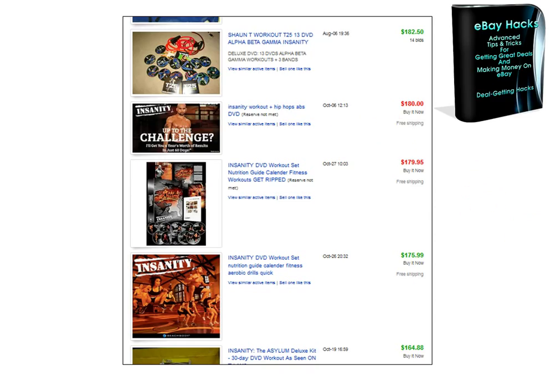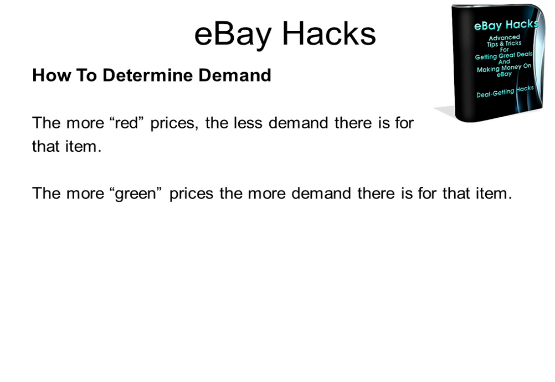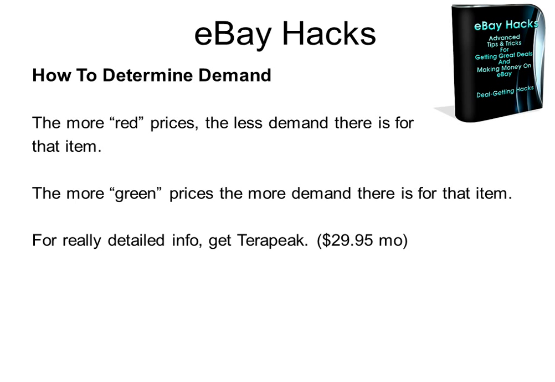Now, it's not a scientific way to determine demand, but it's a pretty good way to, in a nutshell, just get a feel for a product and an item based on how many items went unsold in red and how many items went sold in green. So just to summarize, obviously the more red prices you see, the less demand there is for that item. The more green prices, the more demand there is for that item.